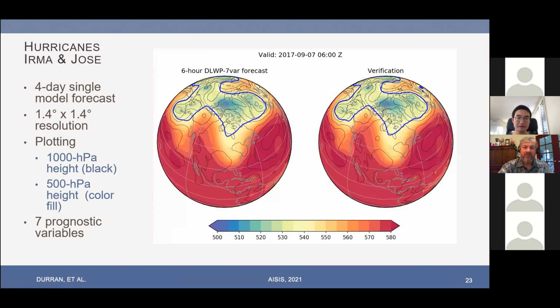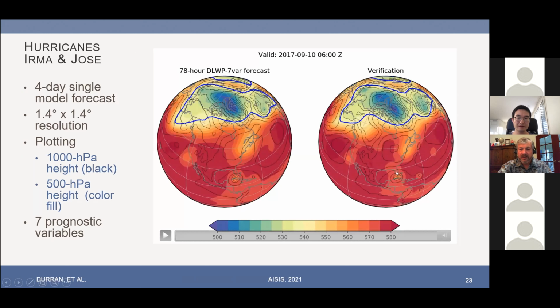Whoops, let me go back and play that again for you. It's not perfect. There are differences. Notice that this is slightly different from this. This ridge here isn't exactly the same, but man, this is a really, really good forecast.